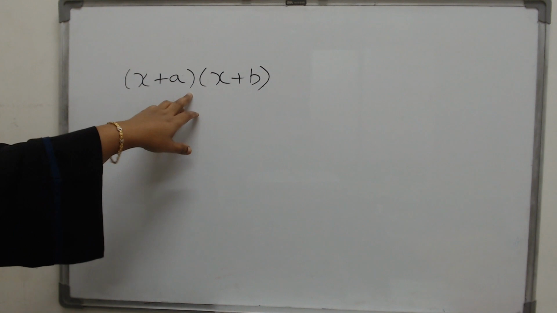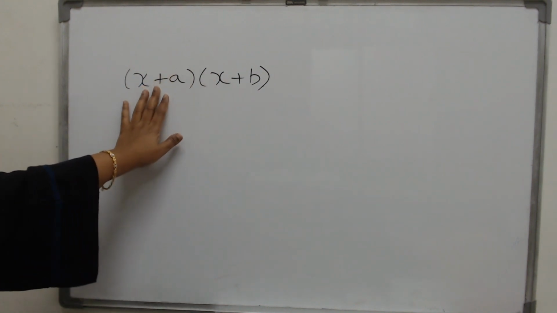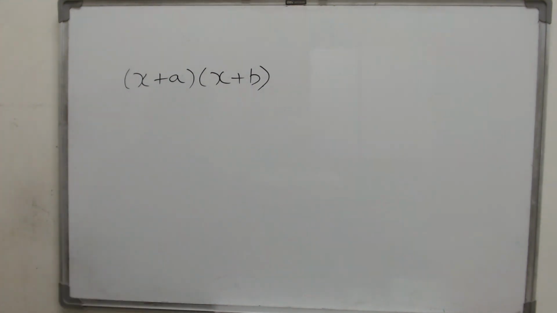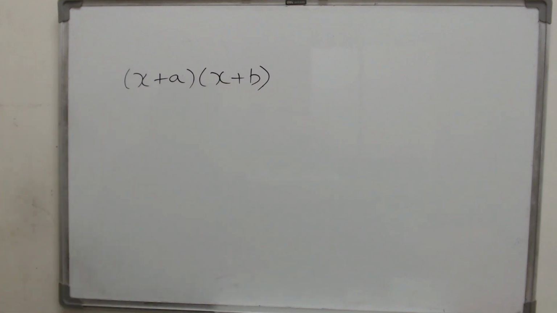Today we will learn a new identity which looks like this. What do you see here? You see two different factors. One factor x plus a, the other one x plus b. How many numbers are involved? 3. x and a and b. And how do you find its answer? How do you expand it?